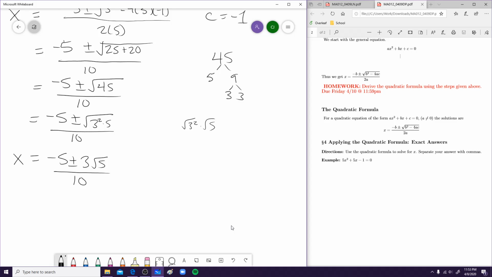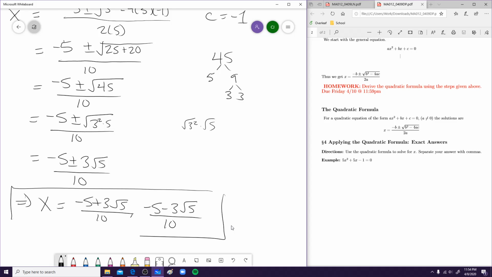Okay. And our directions say separate your answers with commas. So we have to do one last thing. We've got to separate it. So x is equal to negative 5 plus 3 square root of 5 over 10, and then negative 5 minus 3 square root of 5 over 10. And these are our answers.